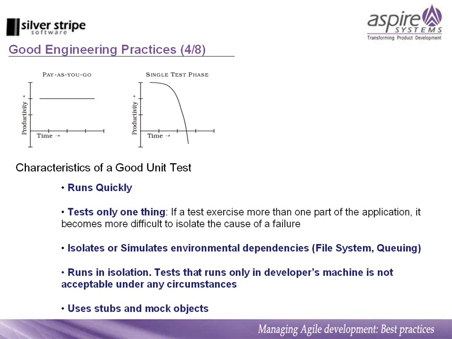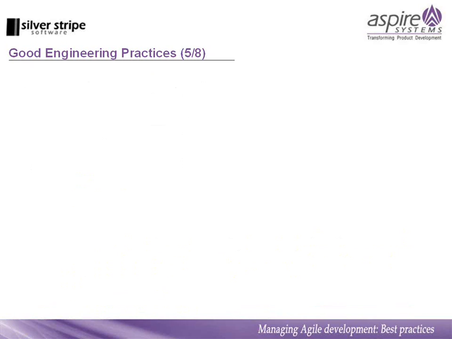The fourth point is that it needs to run in isolation. What it means is that the test can be automated or run against any machine. If the developer says it runs very fine on my machine, it is not acceptable under any circumstances, because we do not intend to run the test cases on a developer machine. We need to do that on the server side. The fifth point is to use stubs and mock objects. When we want to simulate the dependencies, we need some mechanism for it. These stubs and mock objects really help us do the mocking and simulate the environmental dependencies.